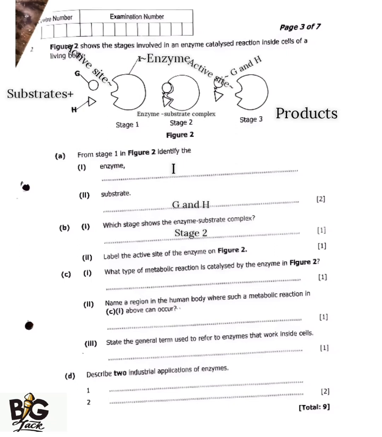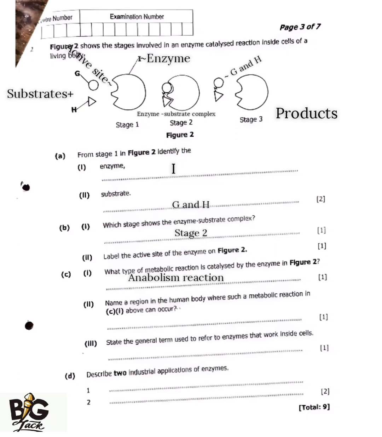Let's move on to the next one. This is question C. Roman numeral 1 says, what type of metabolic reaction is catalyzed by the enzyme in figure 2? G and H are small molecules, and at the end of the reaction they are joined together. So we can say anabolism, because anabolism is the type of metabolism where small molecules are built up to form large molecules. I'm going to say anabolism or anabolic.